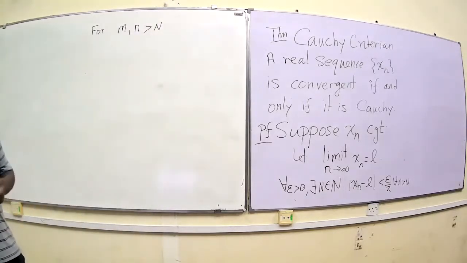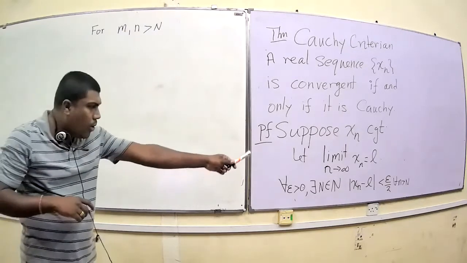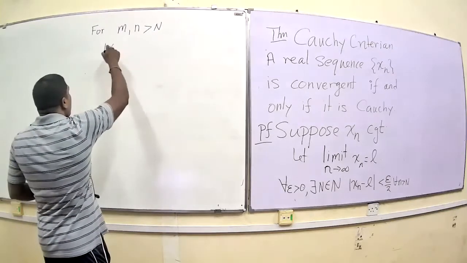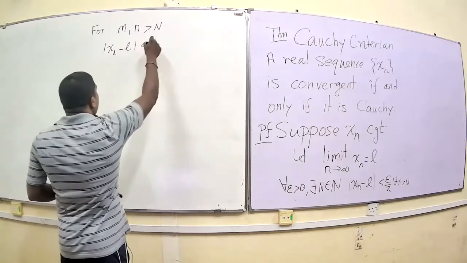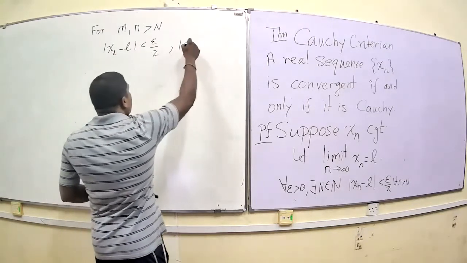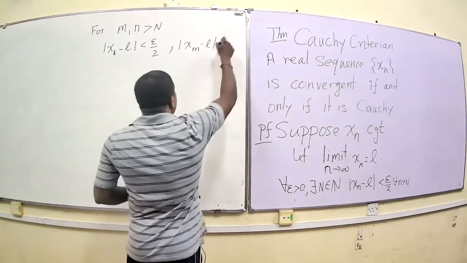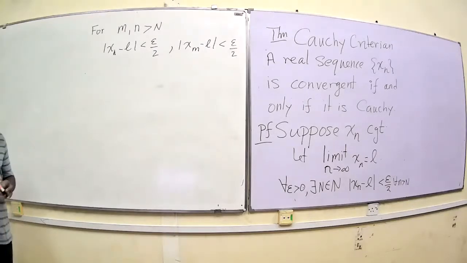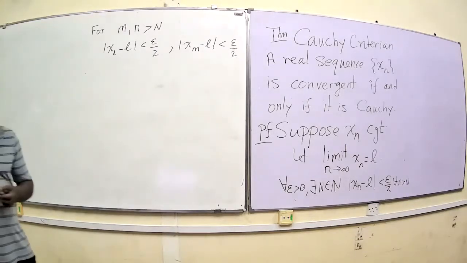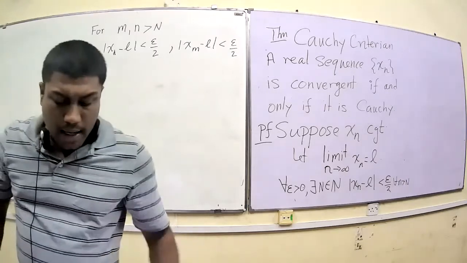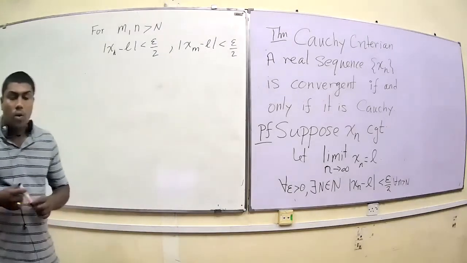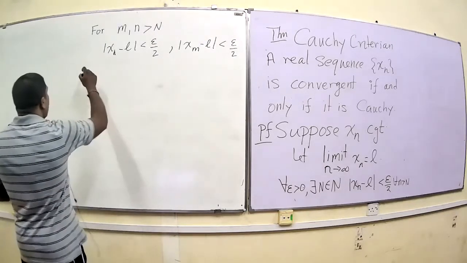Now you take some m and some n greater than capital N. In that case, as long as the index is greater than capital N, |xn minus L| is less than epsilon over 2. At the same time, |xm minus L| is less than epsilon over 2, because m and n are both greater than capital N. So now you can easily see the Cauchy condition.